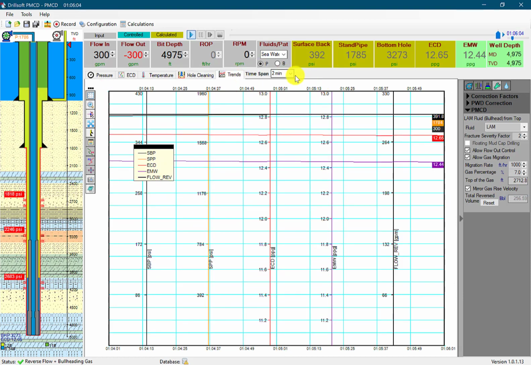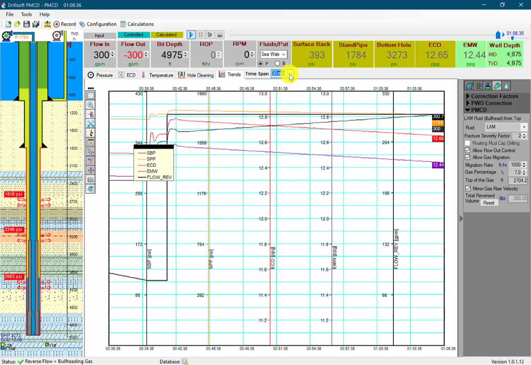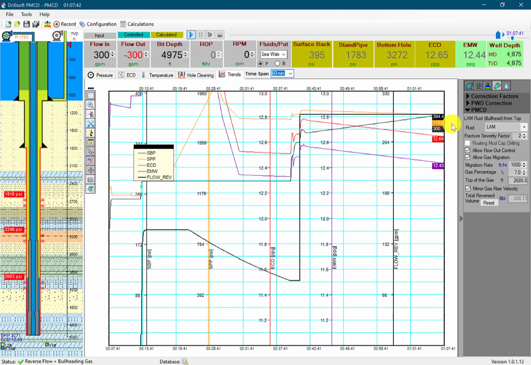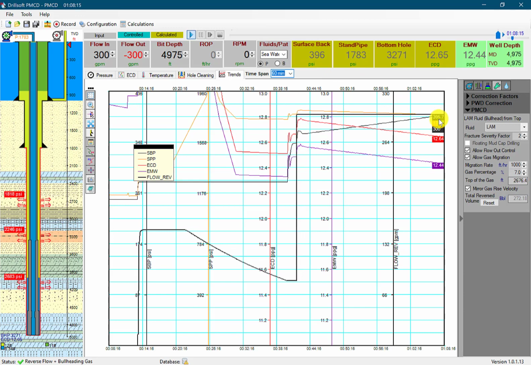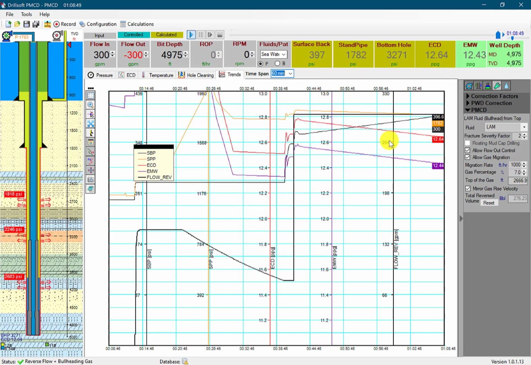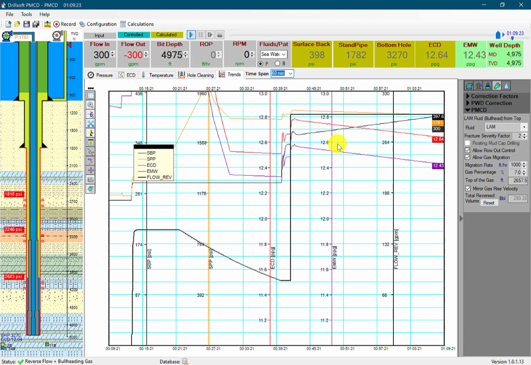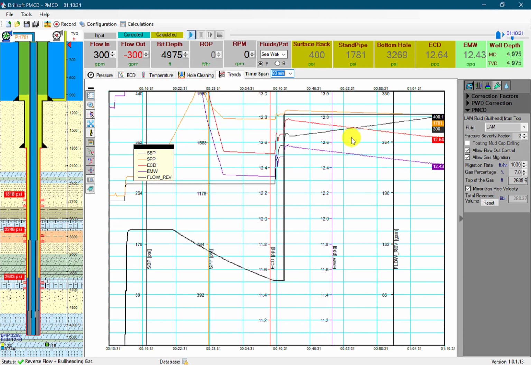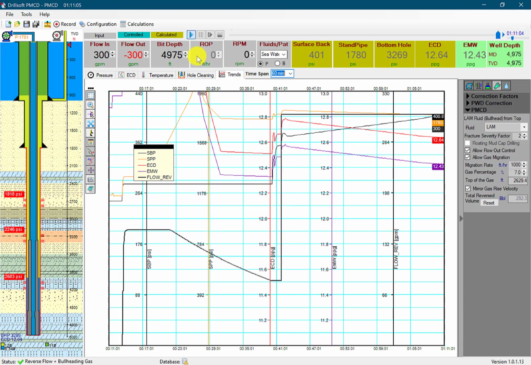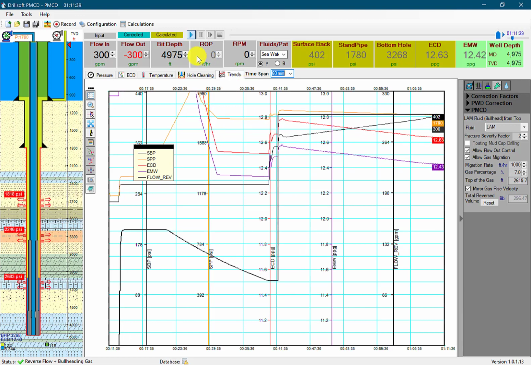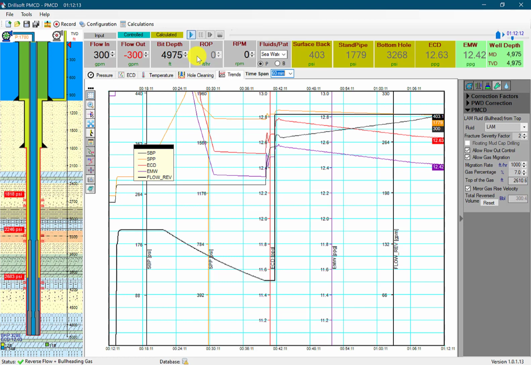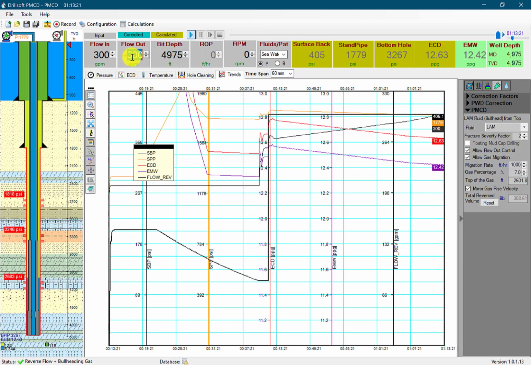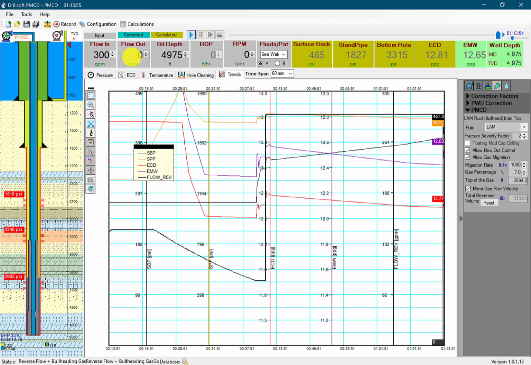We can also look at trends. Keep track of the surface back pressure, which is rising. So we can stop pumping in mud. See what happens if we stop pumping mud in.